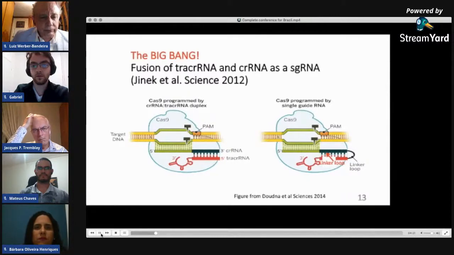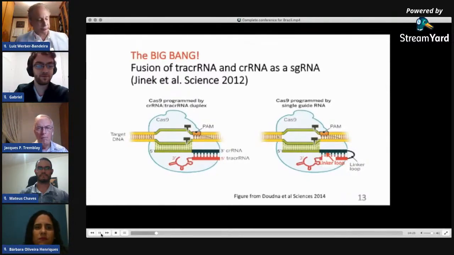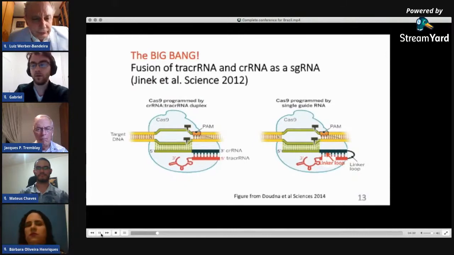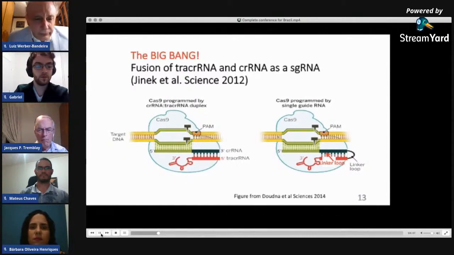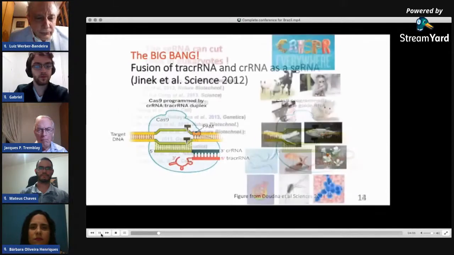The CRISPR-Cas9 Big Bang started in 2012 when Doudna and colleagues realized that the CRISPR-Cas9 technology can permit to cut the genome of plants and animals. They also fused the crRNA and the tracrRNA together to form a single guide RNA. This was done essentially because the single guide RNA is something that can be patented, whereas the crRNA and the tracrRNA, being natural, cannot be patented.